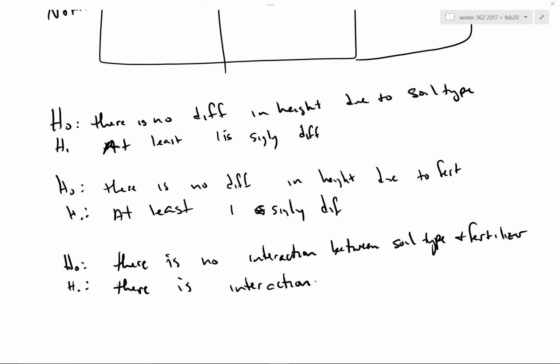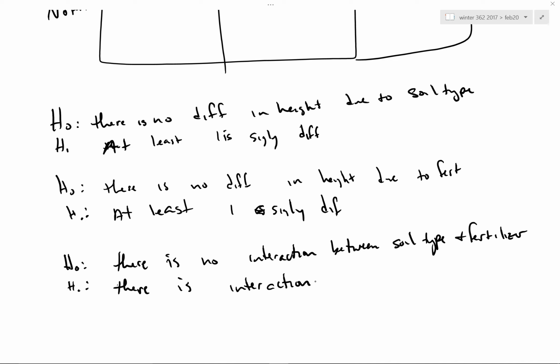There will always be those 3 hypotheses. And the way the book writes it is there's no difference due to column factor, and there's no difference due to row factor. Because they're on the rows or they're on the columns, and then there's no interaction between the columns and the rows. That's in general how you write that.